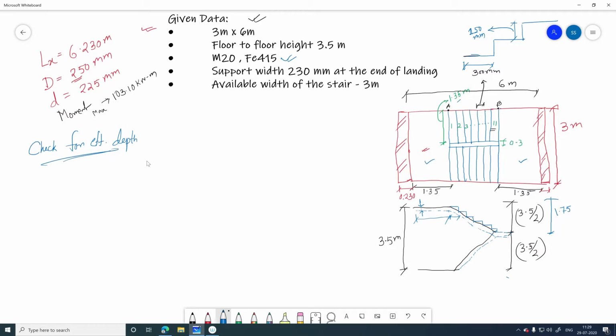Okay, so for checking purposes we know the formula for the Mu limit, that is given in Annexure G of IS 456:2000. So Mu limit is equal to 0.36 xu max by D into 1 minus 0.42 xu max by D into b d square fck.